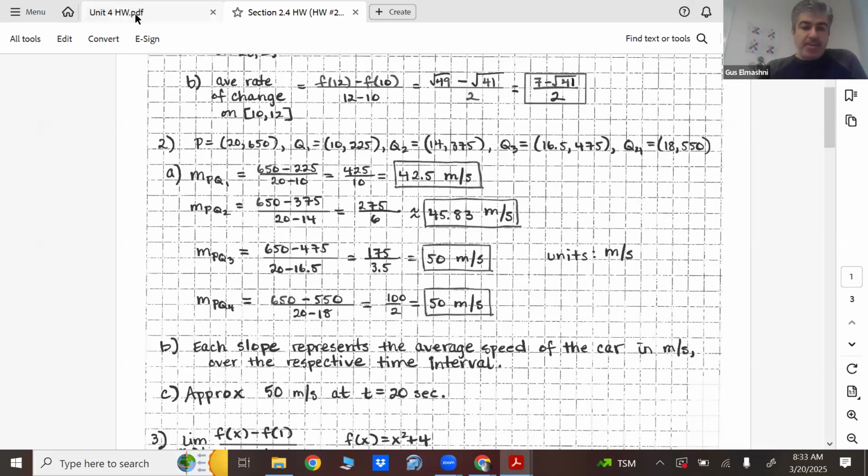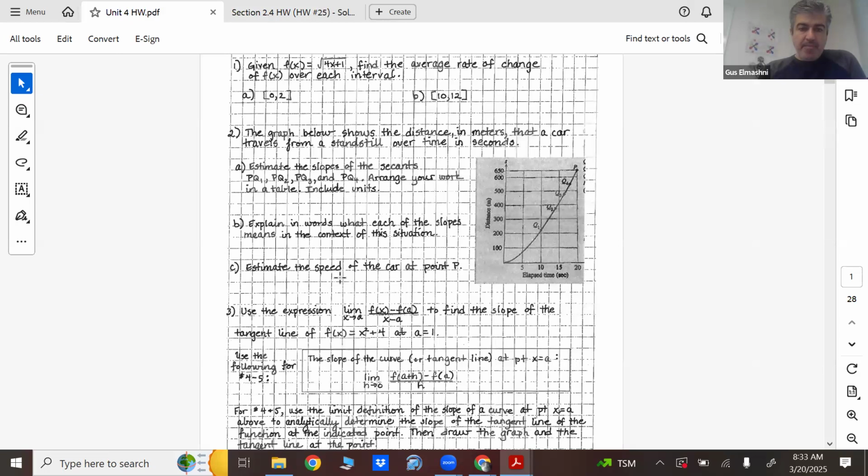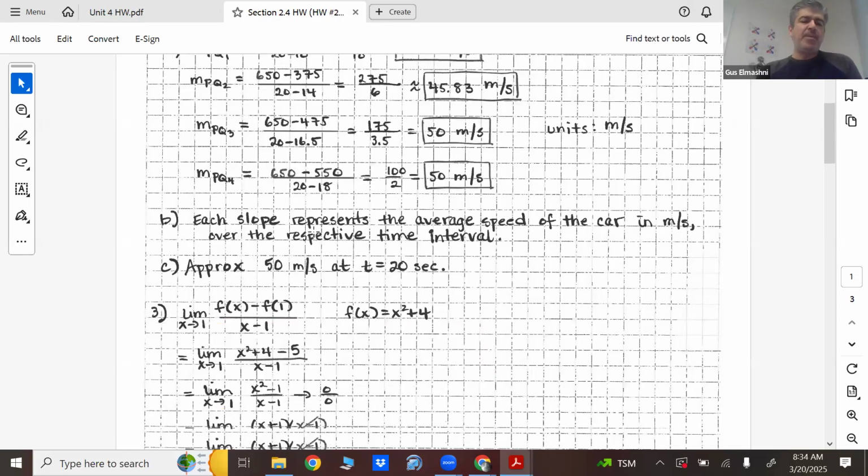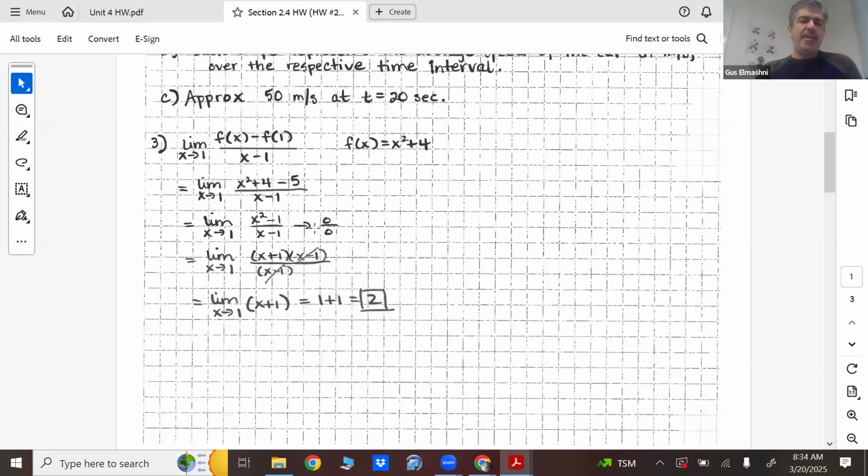For number three, that should be pretty straightforward. Use that expression that we talked about to find the slope of the curve. We talked about how to do that analytically. You just got to plug in. Oh, that's a different one. I didn't show you that formula. How are you guys with that one? Are you guys okay with three? Yeah, sorry, I didn't. That's the alternative definition.